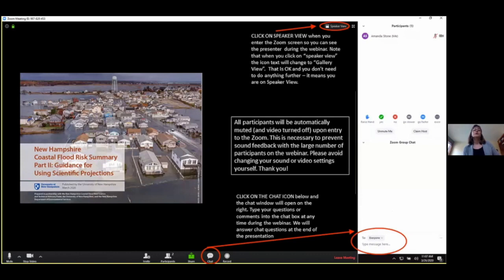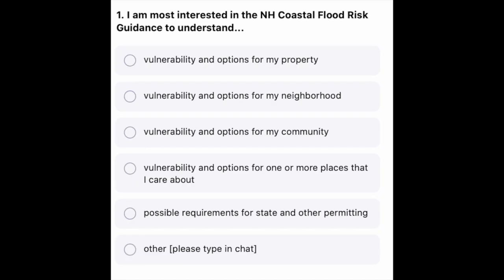So to start off, we have a quick poll to ask what interests you most about the coastal flood risk guidance. We're going to pop that up now. You can see it. Just select the answer that best applies to you. We're going to give you 30 seconds to respond. Don't be shy. Just click on one thing. It's anonymous, and we can just see the collective responses as you all respond.